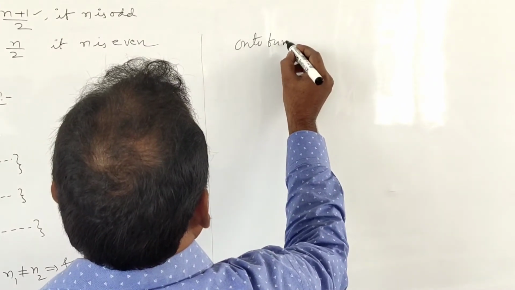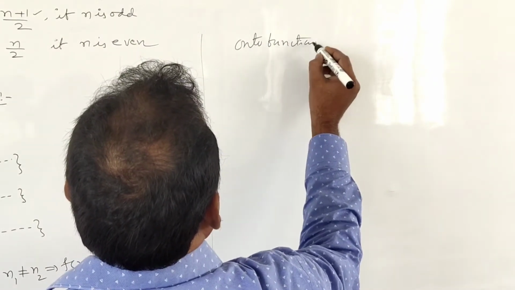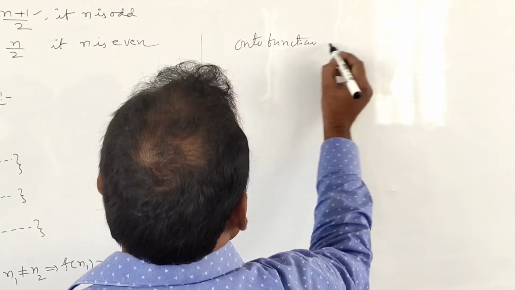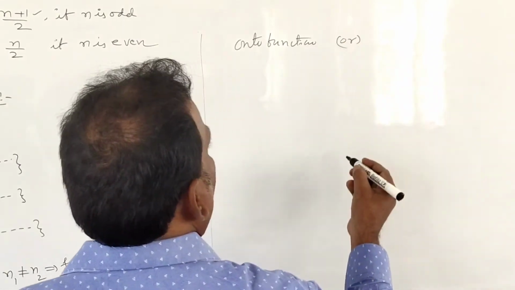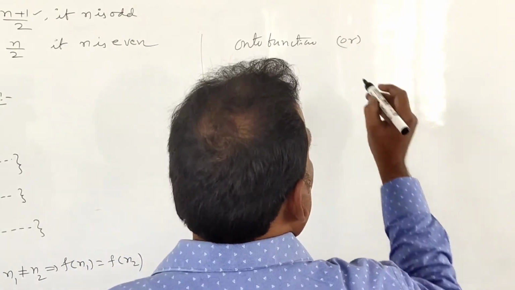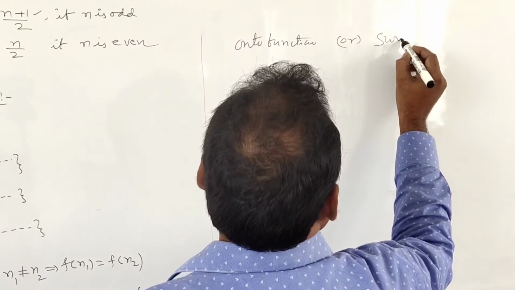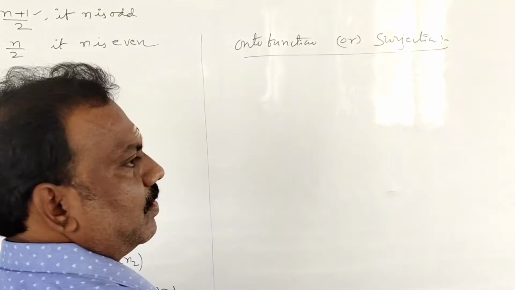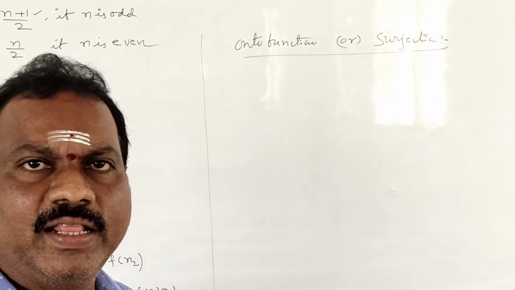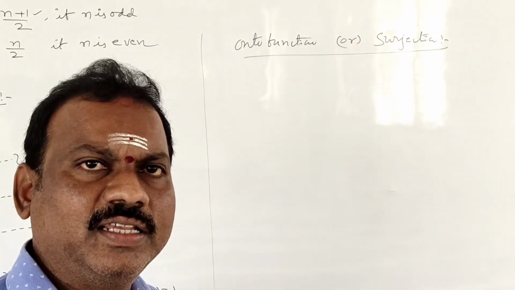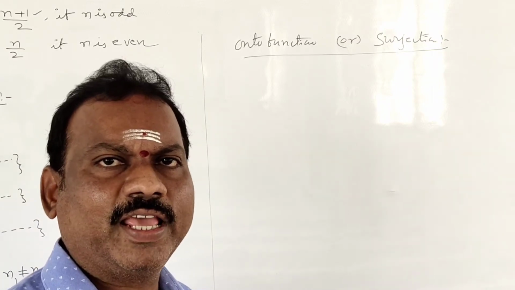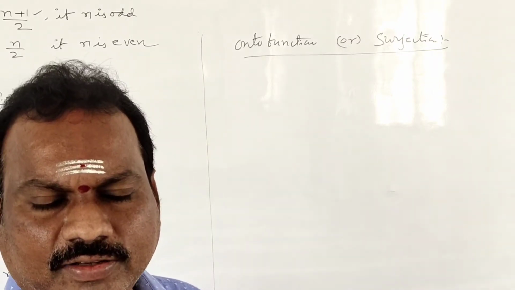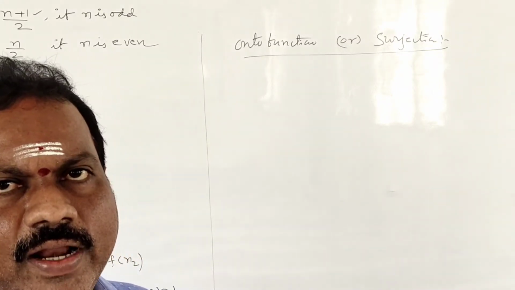Onto function means for every y belongs to B, there exists at least one x belongs to A, such that f of x is equal to y. Onto or surjection. For every element in the B set, there exists at least one pre-image in A set. In simple definition, range and codomain are equal.